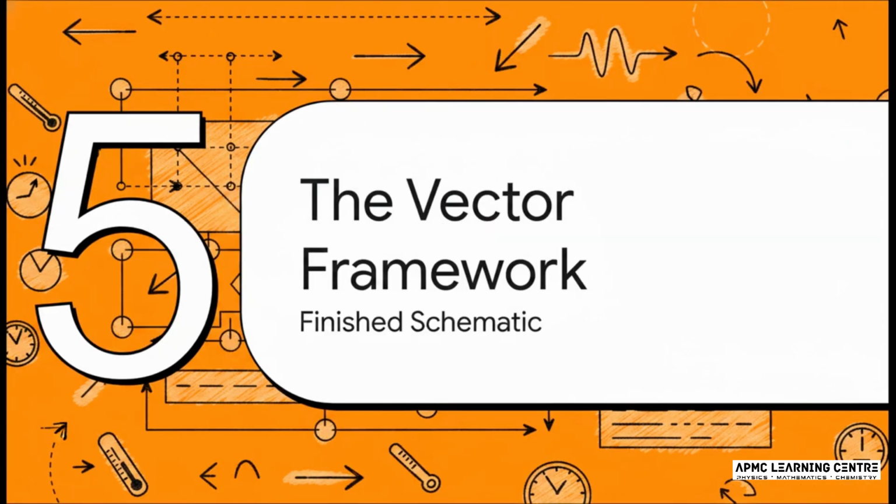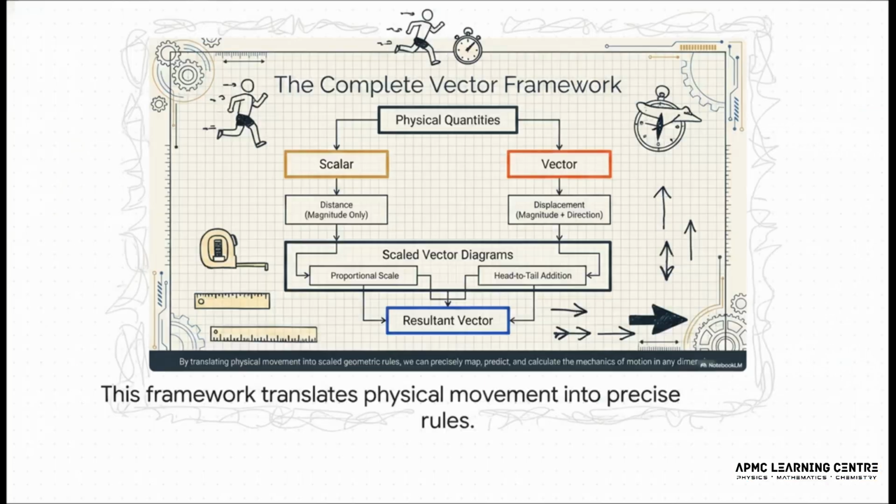All right, let's take a step back for a second and just look at what we've built. We've assembled a complete blueprint, a schematic that ties all these ideas together into one powerful system. This is it, our whole framework on one slide. You start with any physical quantity. First question, is it a scalar or a vector? If it's a vector, you know exactly what to do. Use a scale diagram, apply the head-to-tail rule, and find the resultant. This is our master plan. It's a reliable process that can turn any messy-looking physics problem about motion into a simple, solvable geometry puzzle.